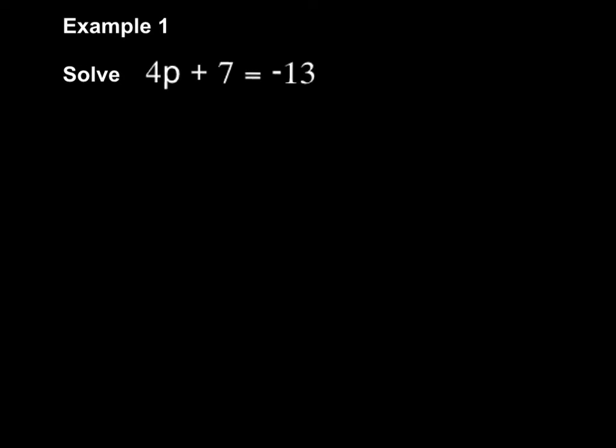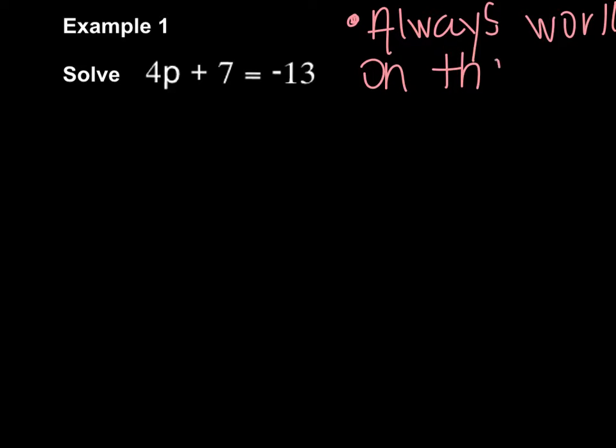Okay, here's our first example. 4p plus 7 equals negative 13. There are a few things from last year that I would like to remind you of. I would appreciate it if you would jot them down somewhere on your notes page, at the top or the side or the bottom. The first thing, always work on the side of the variable.